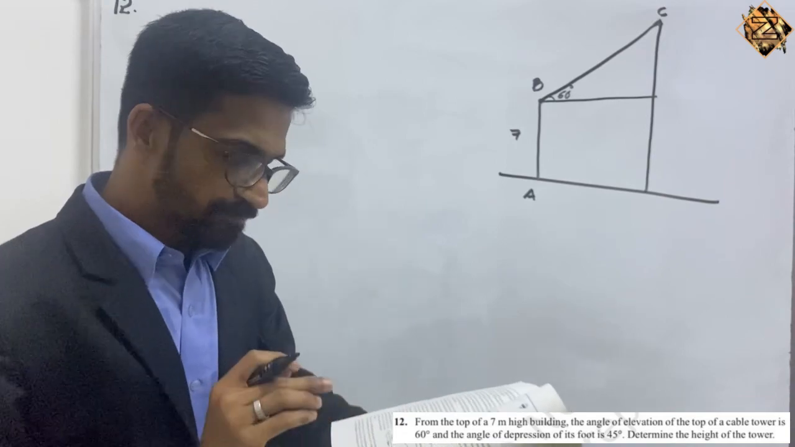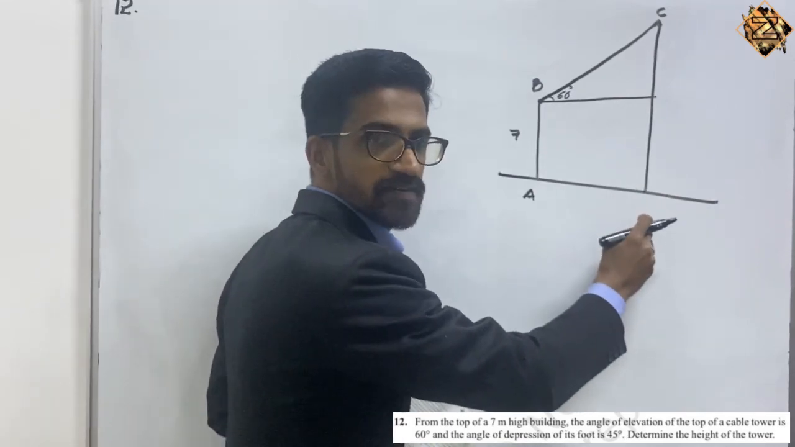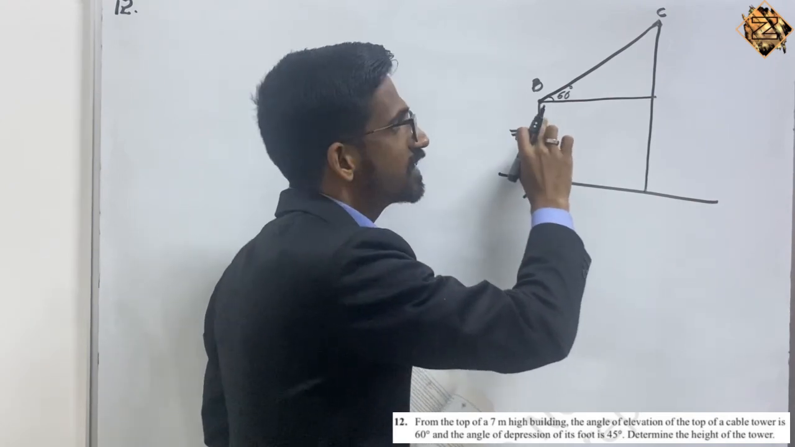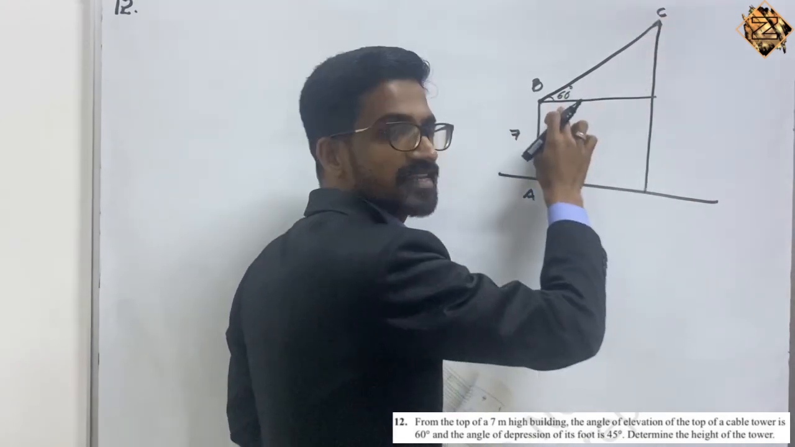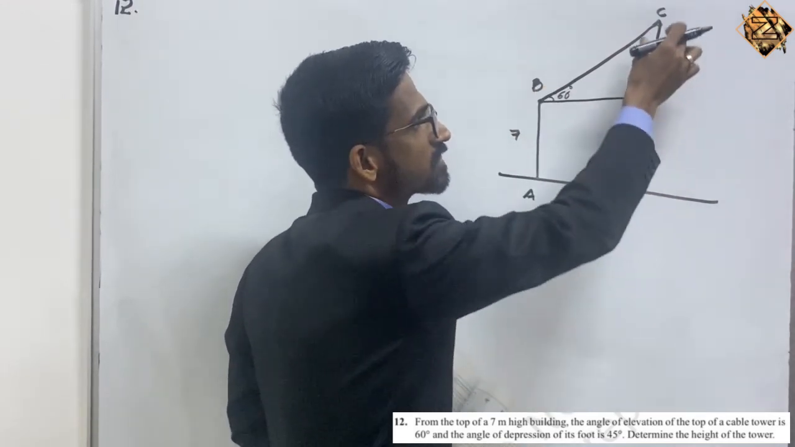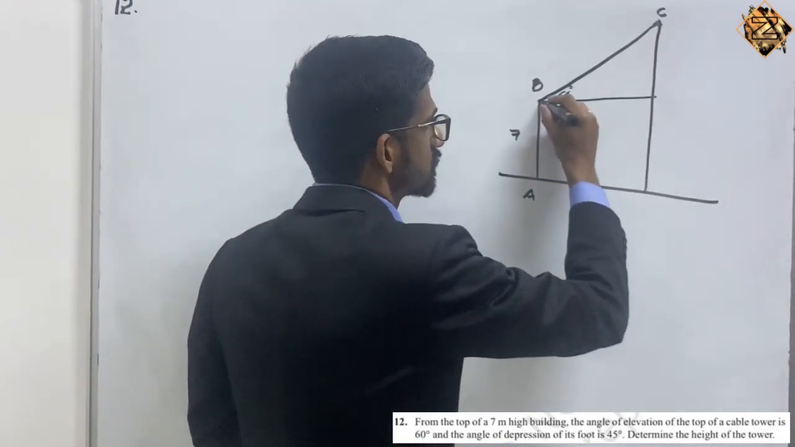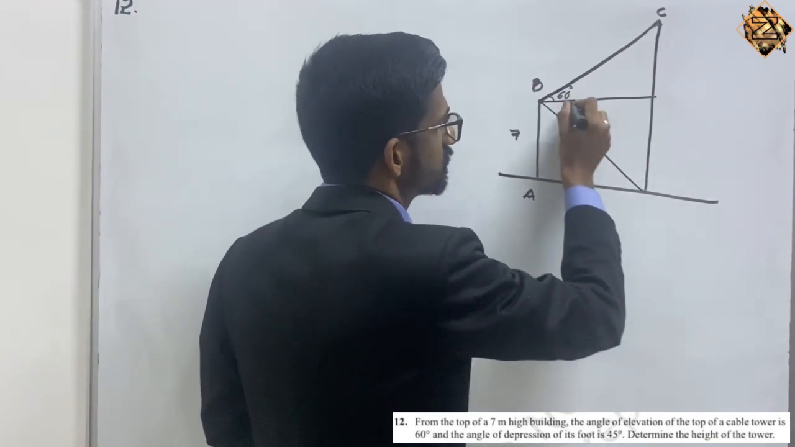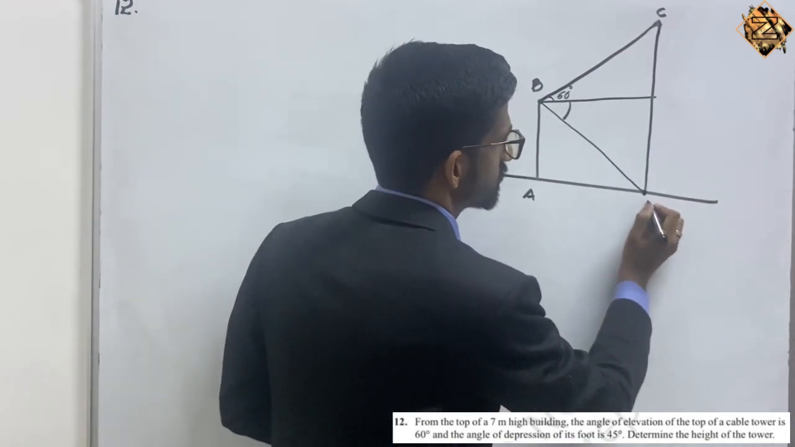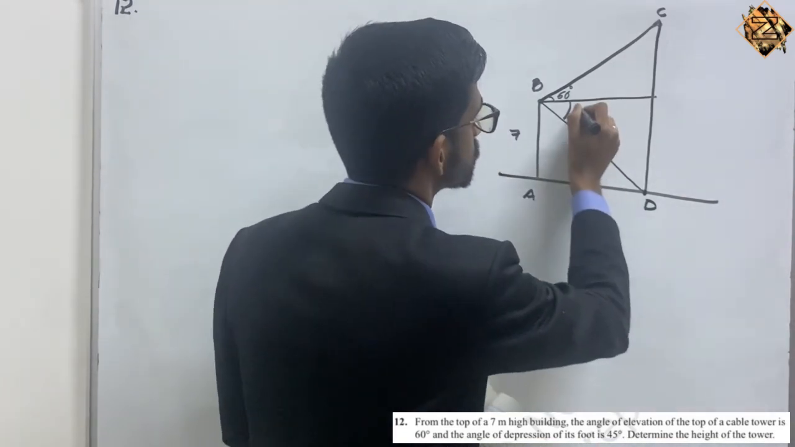And the angle of depression of its foot is 45 degree. Its foot means the foot of the tower. From the top of the 7-meter high building, the angle of elevation of the top of the tower is 60 degree. And from the same point, the angle of depression towards the foot of the tower, the angle formed here, is the angle of depression to the foot of the tower. This is the foot of the tower, so let this be the point D. The angle of depression is given, that is 45 degree.